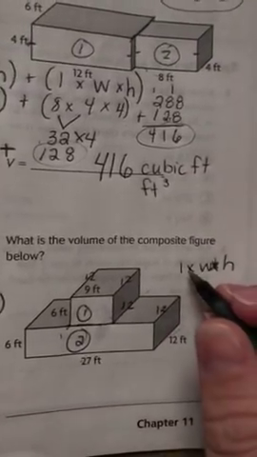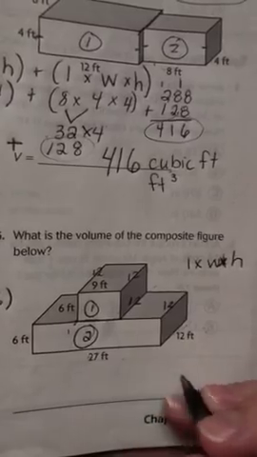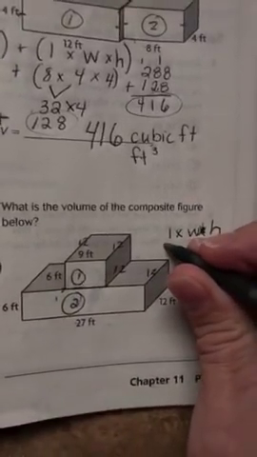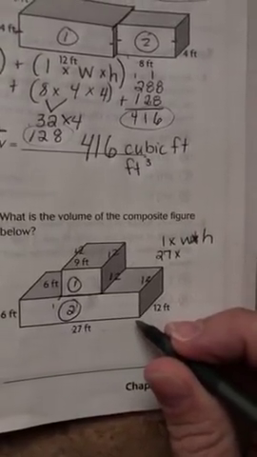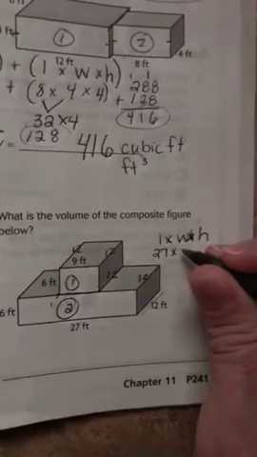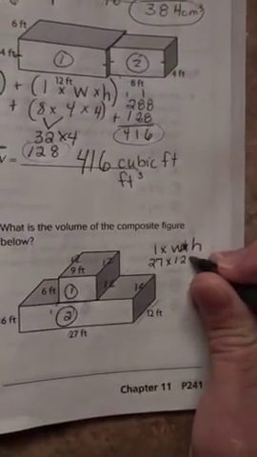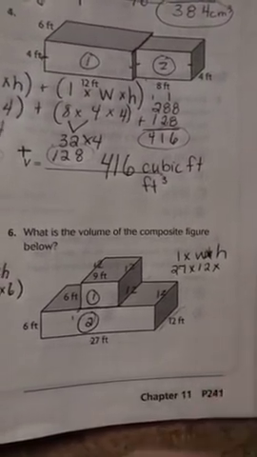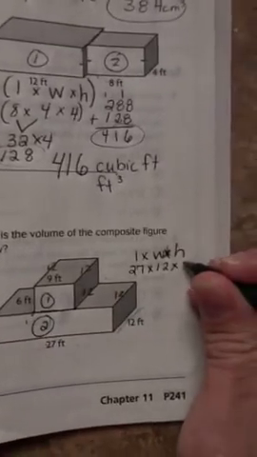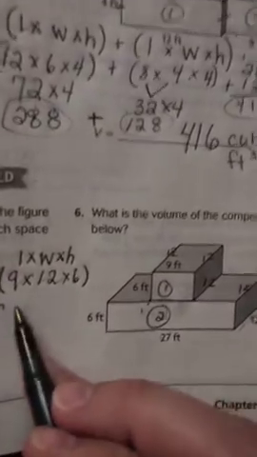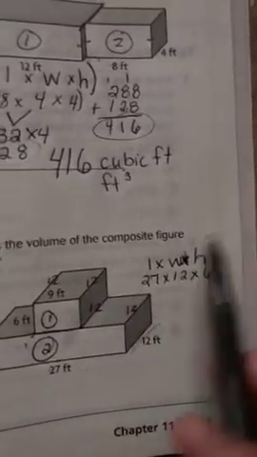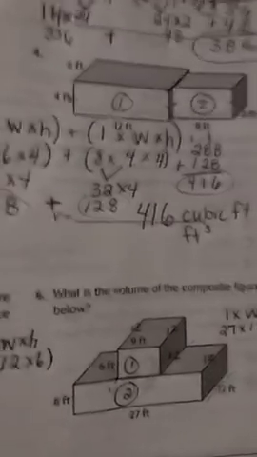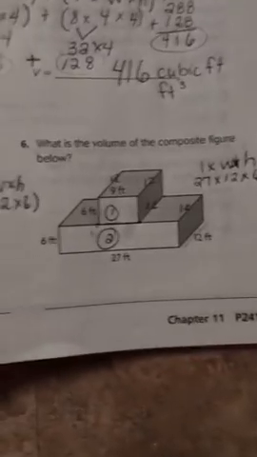So I would just multiply those 3 numbers. And then for figure 2, the length is 27 times the width is 12 times the height is 6. Now I'm not going to actually work out both of these for you. I just wanted to make sure that you understand how to find those dimensions. If you don't, you might rewind the video and find the parts that you need. But that really is it, just finding those 3 dimensions for each of your figures.